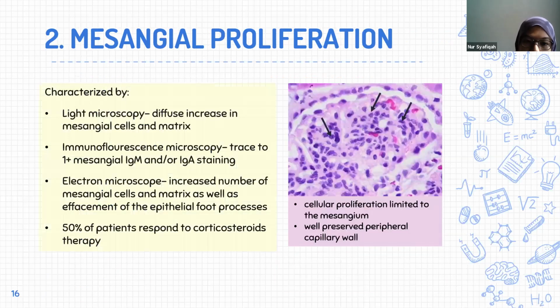So next is mesangial proliferation, which is characterized by diffuse increase in mesangial cells and matrix on light microscopy, trace to 1+ mesangial IgM or IgA staining on immunofluorescence microscopy. And on electron microscope, there's increased number of mesangial cells and matrix as well as effacement of the epithelial foot processes. So as we can see on the picture on the right side, there's cellular proliferation limited to the mesangium, but there is well-preserved peripheral capillary wall. In mesangial proliferation, 50% of the patients respond to corticosteroid therapy. So the prognosis is poorer compared to MCNS.